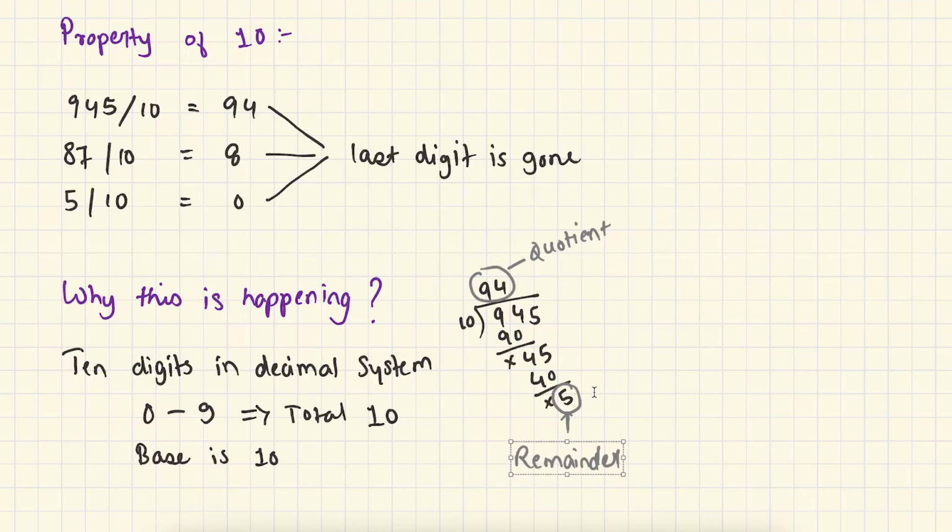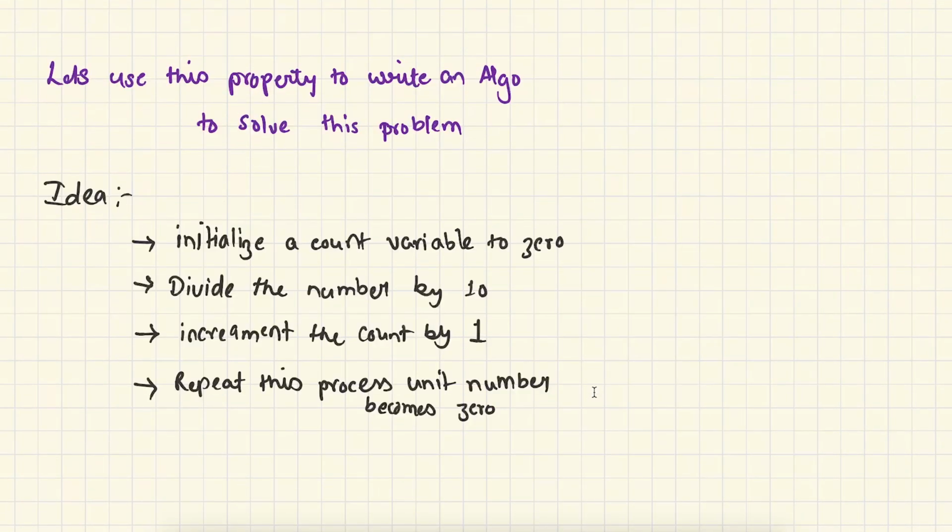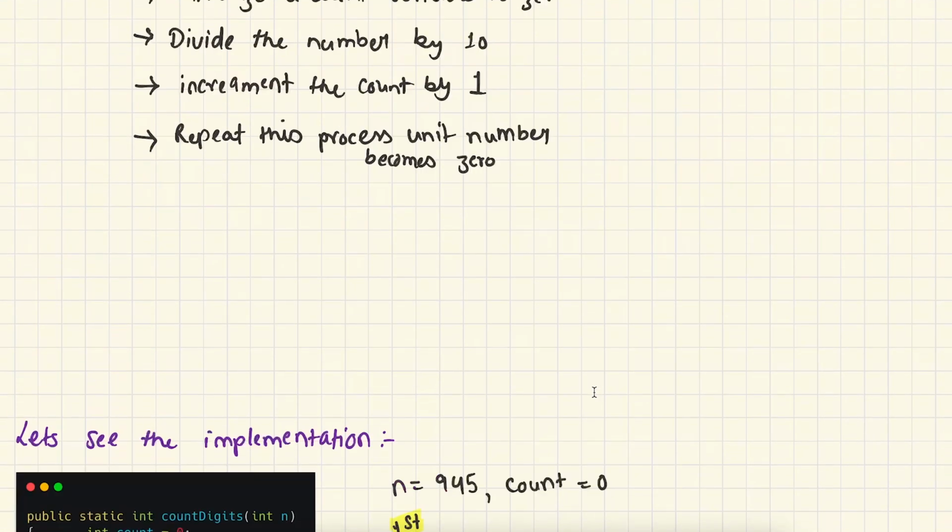Now let's move on and use this property to write an algorithm to solve this problem. The idea is simple. First we initialize a count variable to 0. Then we divide the number by 10 again and again. And each time we increment the value of count by 1. And we repeat this process until the number becomes 0. Got it? Okay. Let's move on to see the implementation of this algorithm.